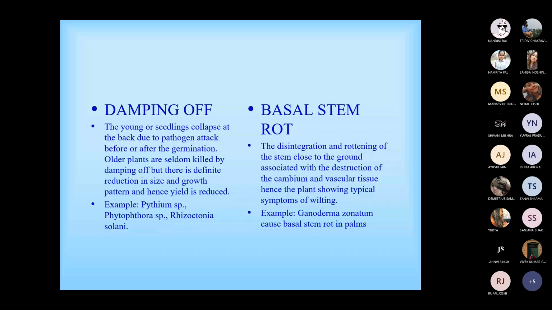Then we have basal stem rot. As the name indicates, the stem rots at the base. It starts rotting at the base. This means the disintegration and rotting of the stem close to the ground, associated with the destruction of the cambium and vascular tissue. Hence, the plant shows typical symptoms of wilting, right? Wilting is a disease basically associated with the vascular bundles in the plant. Somewhere where they are affected or impacted, the plants start to wilt.